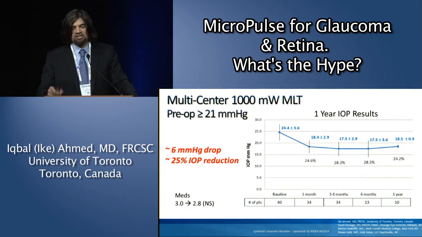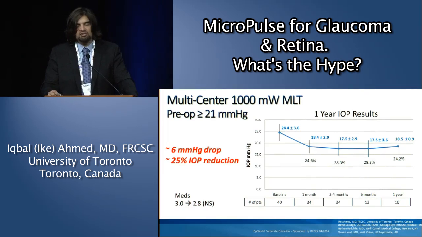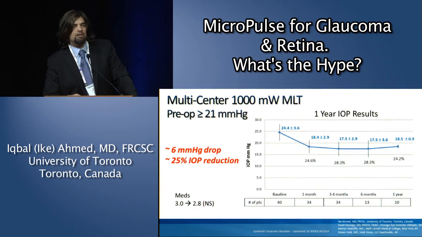1-year results here, you can see we went from 24.4 down to 18.5. Now keep in mind, we had 40 at baseline. We have the majority of patients still within 6 months. You can see that at 3-4 months we're about 28% reduction. So this is quite comparable to what we've seen with other trabeculoplasties. Perhaps we're going to continue to see the results as we follow through with it, but certainly it seems to be quite effective at dropping the pressure down 25% in this cohort.